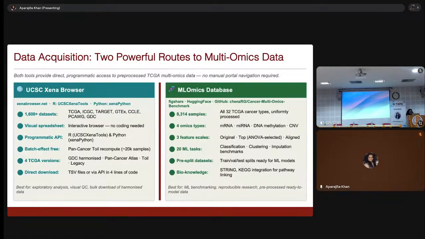So essentially, in order to access multi-omics data, you have two options. One is the browser, where you can select the data you want to download, get the Excel sheet, and look into it. Another is the MLOmics database, which has very good documentation. If you are somewhat familiar with Python, you can install the Python package and just select the data set. It will download a clean, pre-processed data set. Okay?